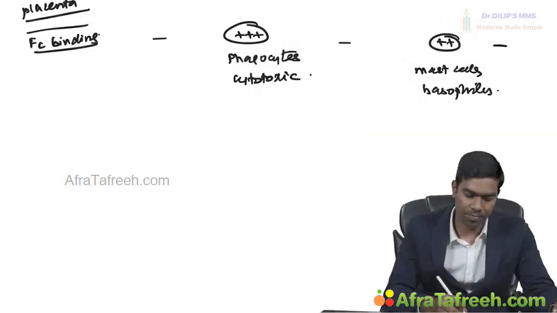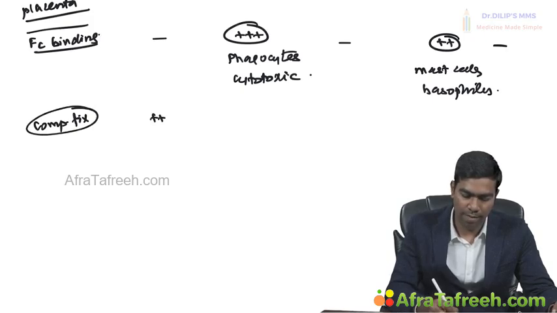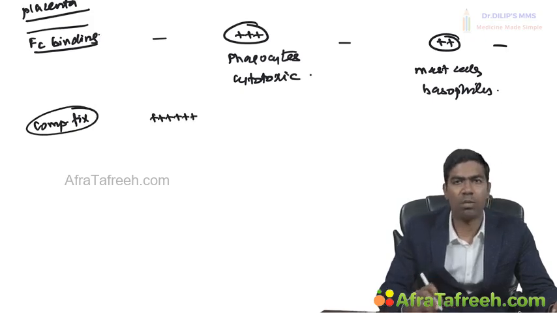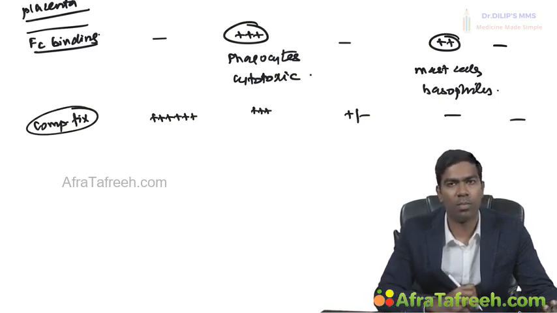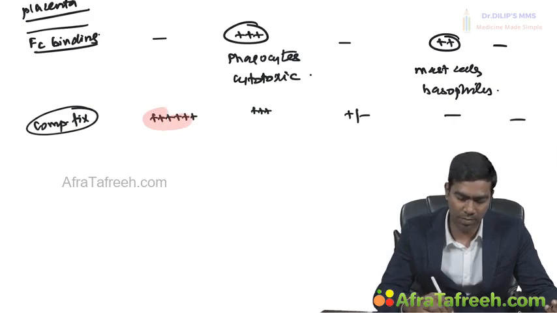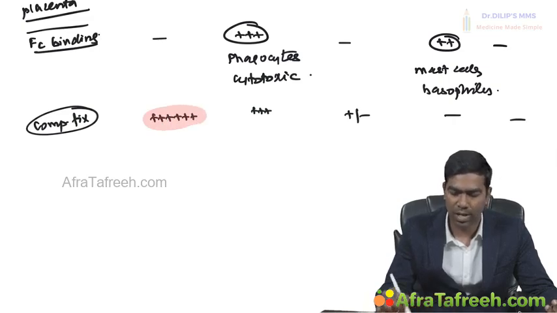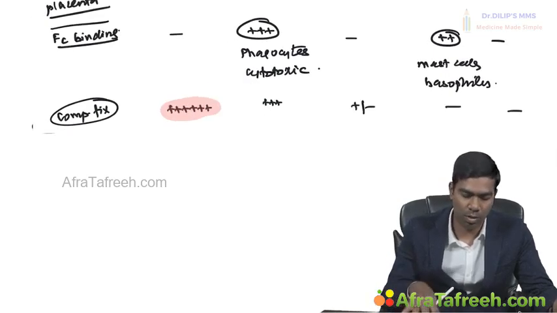And next thing, if you ask about the complement fixation, I told you IgM has the maximum complement fixation. IgG does have a little bit of good complement fixation. IgA very little, and IgD and IgE do not have any complement fixation at all. So the maximum complement fixing antibody is IgM only. There is no doubt about that.